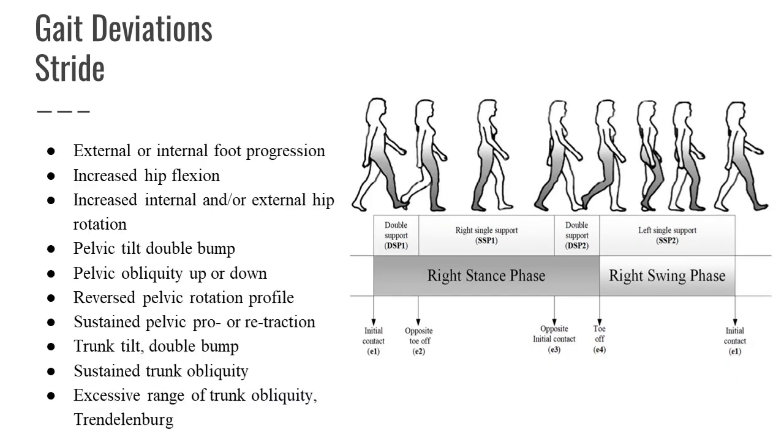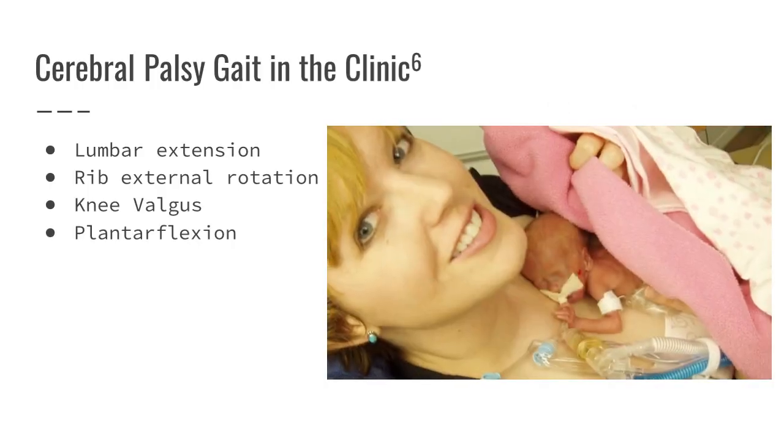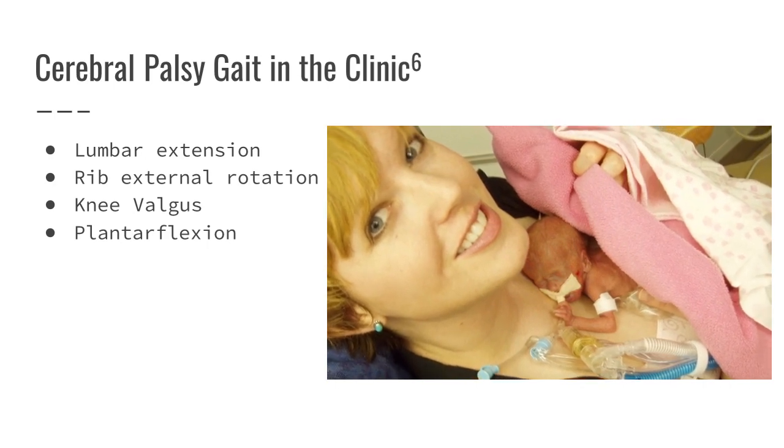During the course of an entire stride, some additional common deviations that can occur are external or internal foot progression, increased hip flexion, increased internal or external hip rotation, pelvic tilt double bump, pelvic obliquity up or down, reversed pelvic rotation profile, sustained pelvic protraction or retraction, trunk tilt with double bump, sustained trunk obliquity, or excessive range of trunk obliquity with a Trendelenburg.